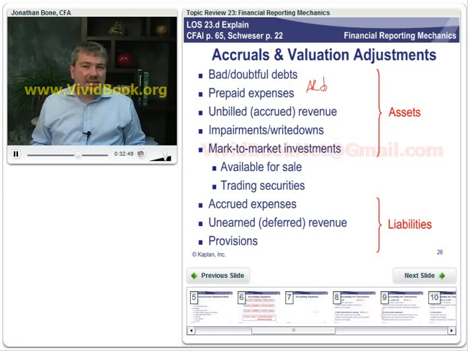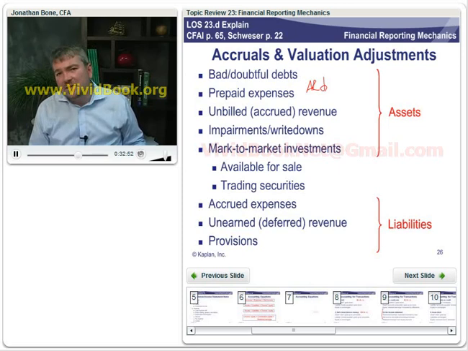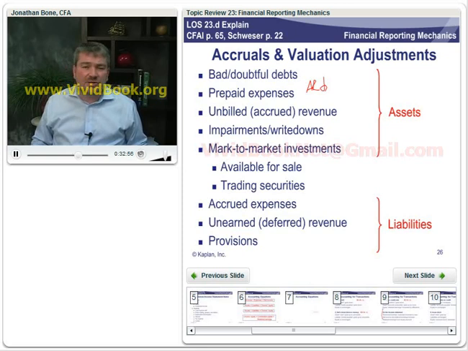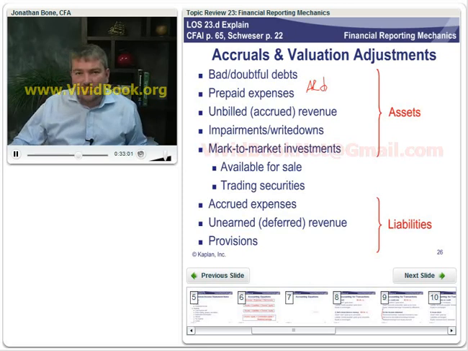Prepaid expenses. As we mentioned, when we prepay an expense, we don't want the expense to go through the income statement because we've yet to essentially use the good or service. So down goes our cash and up goes our prepayments, which is an asset.